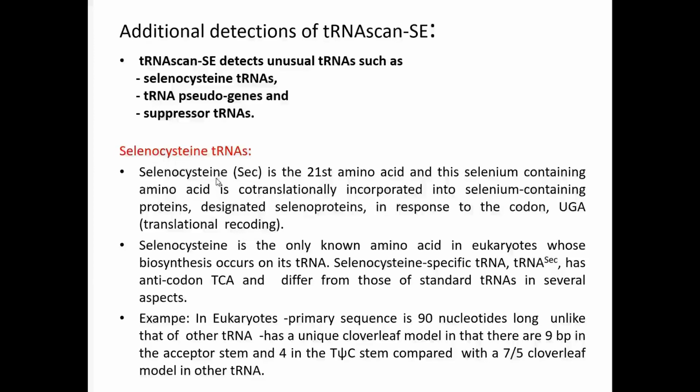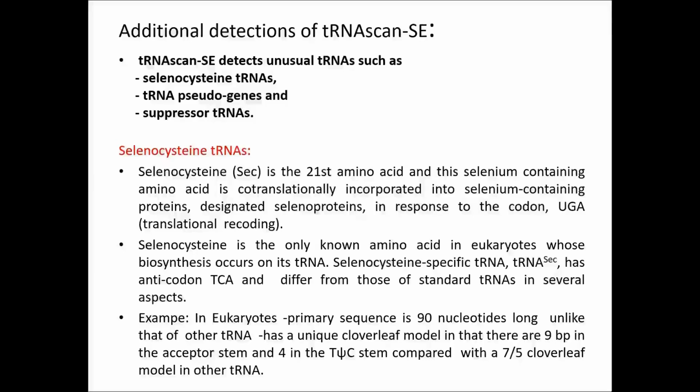The next unusual amino acid is selenocysteine tRNA. Selenocysteine is an amino acid which is incorporated in selenium containing proteins. Generally UGA is a stop codon, but here this codon is recognized by selenocysteine tRNA and then selenium is added to the protein. Selenocysteine is the only amino acid which is synthesized directly on the tRNA. tRNAs which carry selenocysteine have anticodon TCA and they have a unique cloverleaf model.